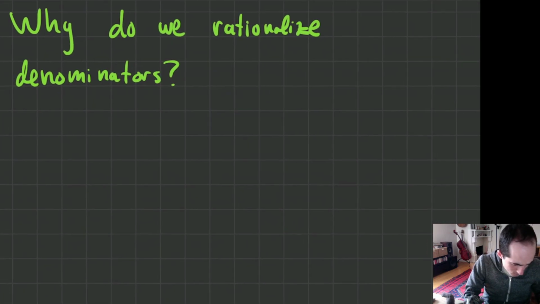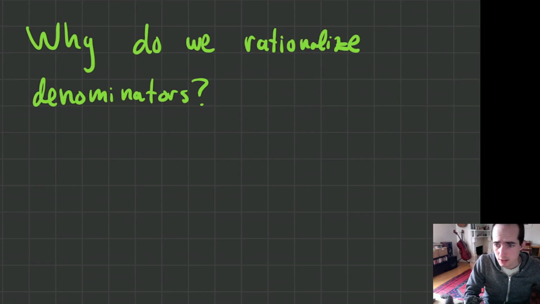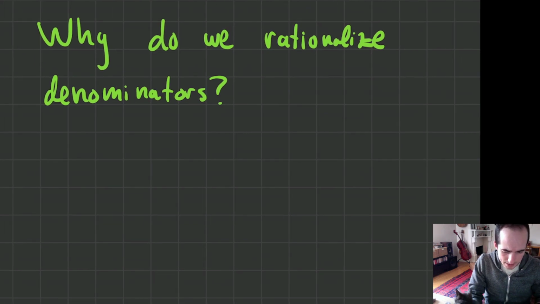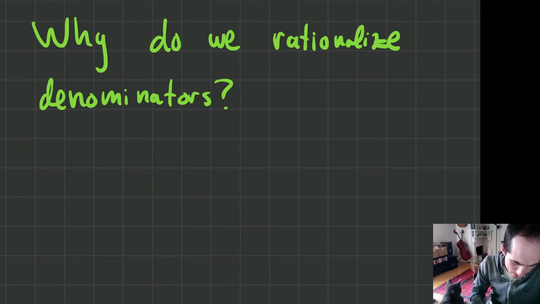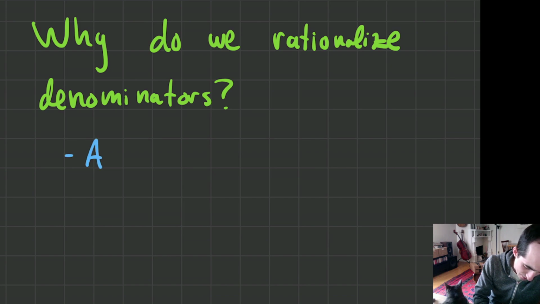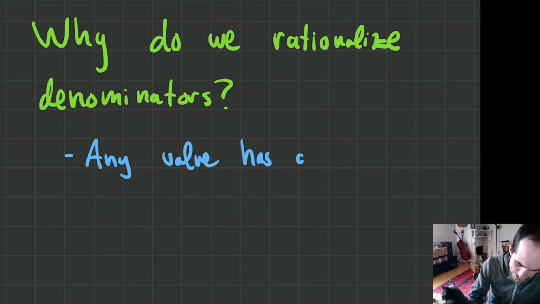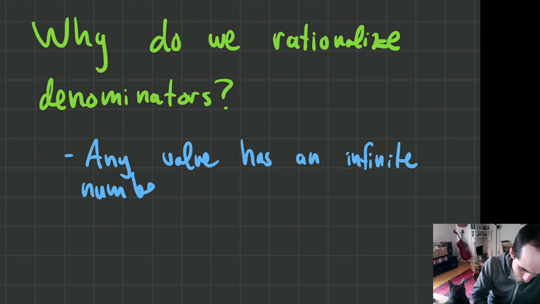Okay, so why do we rationalize denominators? Well, the main reason, as far as I can tell, and this is kind of coming from an algebra background, is, let's consider this. Any value has an infinite number of expressions that represent it.